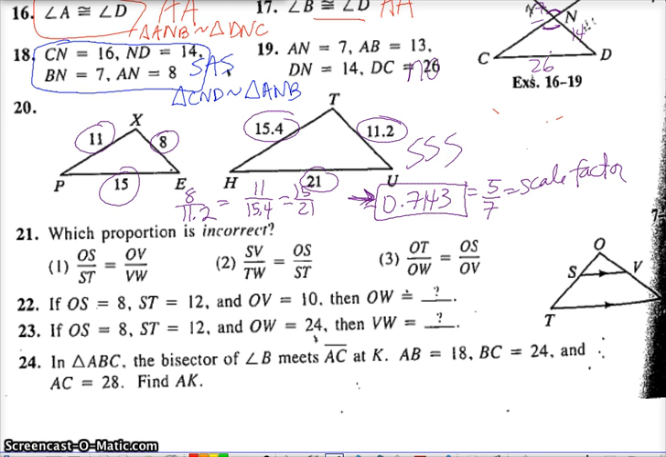Which proportion is incorrect? Looking at this diagram over here. Okay, so we must be missing letter W in my picture. So this is letter W over here. So OS is to ST as OV is to VW. So OS is to OT as OV is to OW. That is correct. Let's try the next one. Oops, wanted to erase.